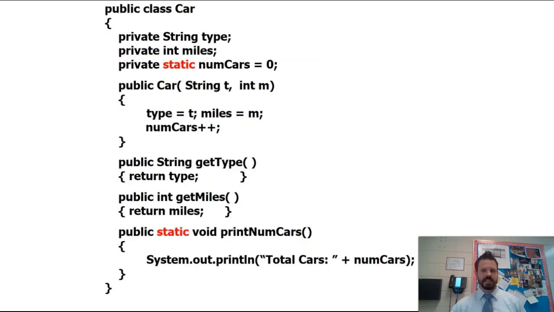All right, so let's take a look at this static idea in action. Okay, so I have a simple class, the Car class, which stores information about cars, such as its type and its miles, and then notice I have a static variable called numCars here. Then we also have a constructor, getters for both the type and miles, and then we also have a static method, printNumCars.